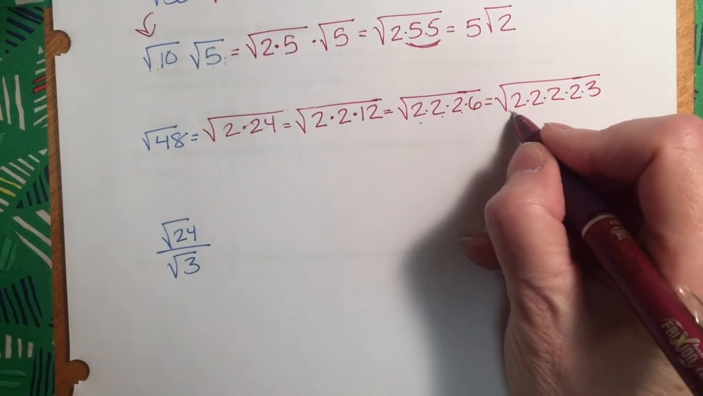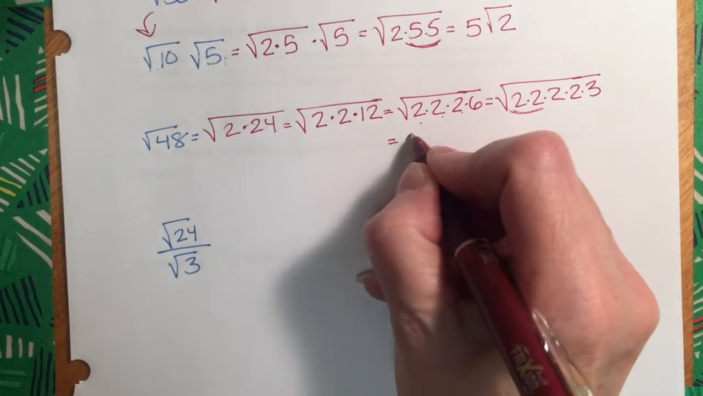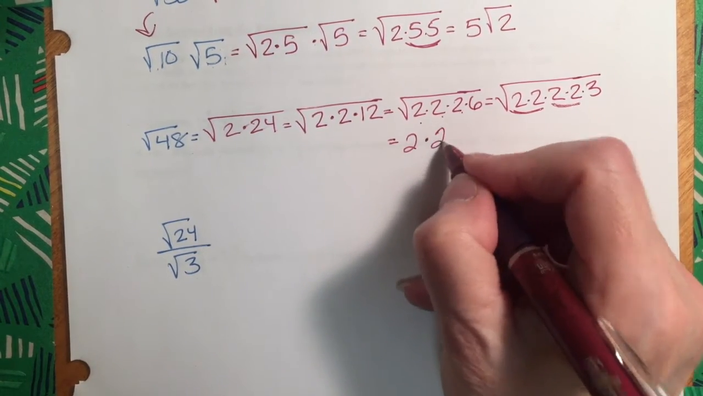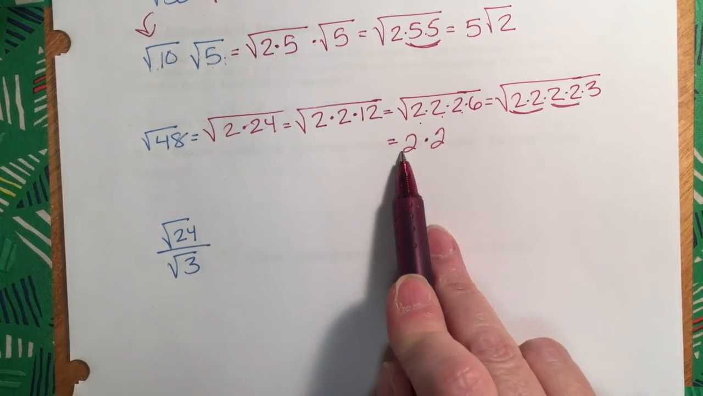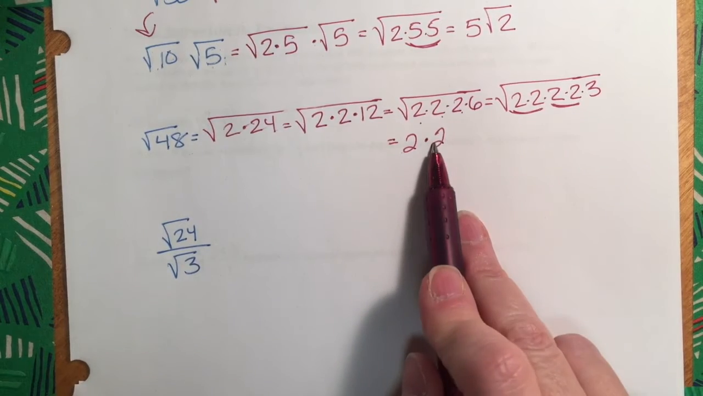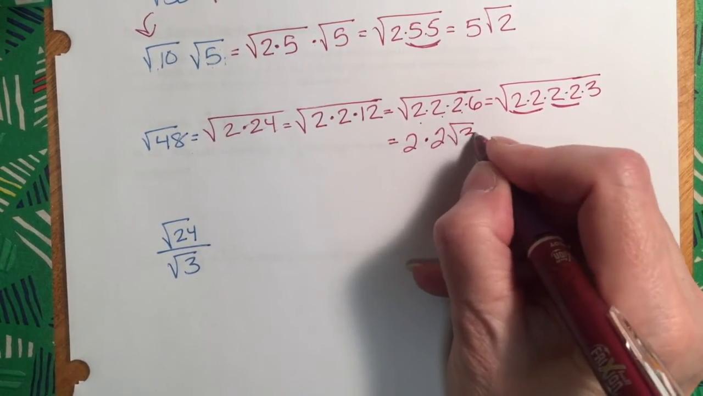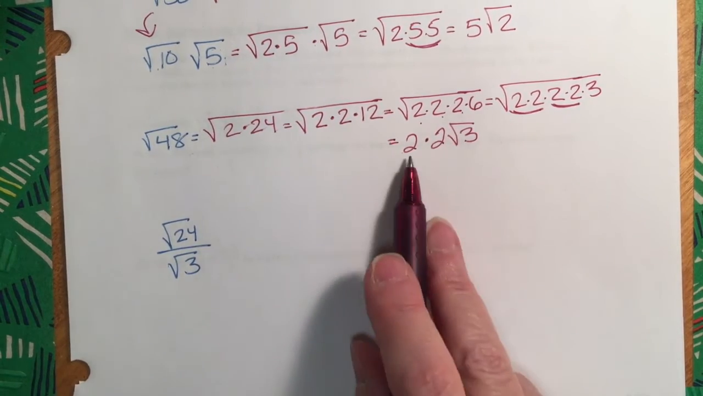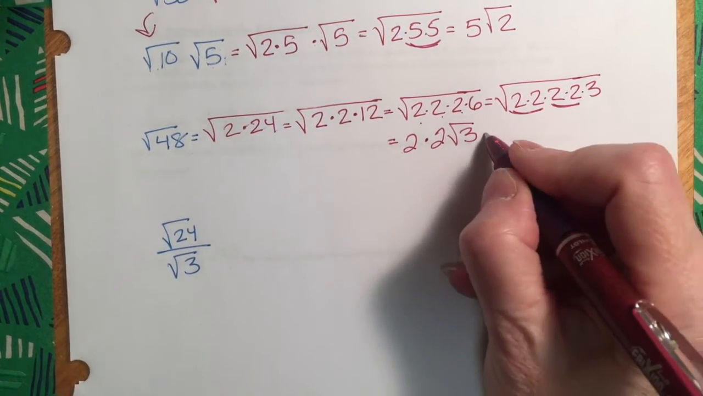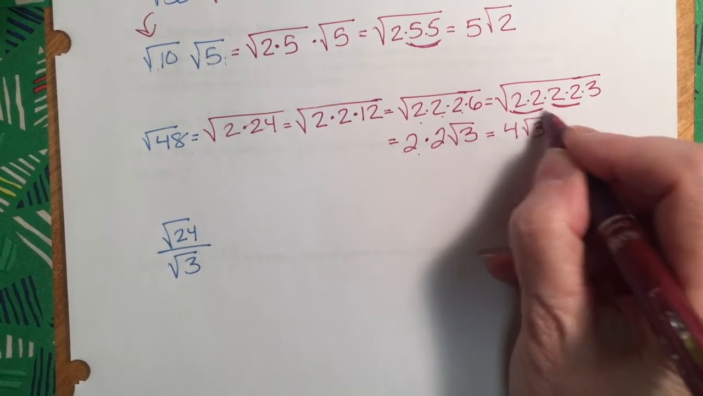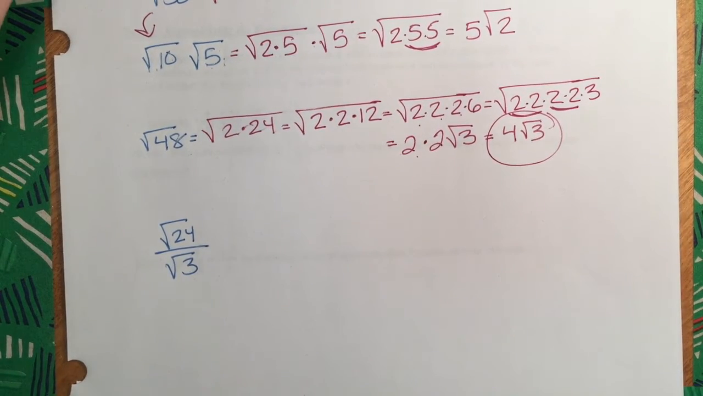Now I say, there's a pair of 2's. There's another pair of 2's. Okay, so that pair of 2's makes a whole 2. That pair of 2's makes a whole 2. The 3 is still the square root of 3. 2 times 2 times the square root of 3. Final answer, 4 square roots of 3. And I'm done. All right.